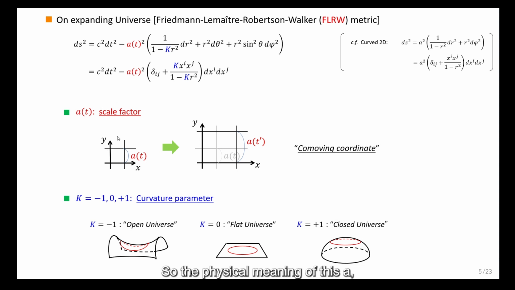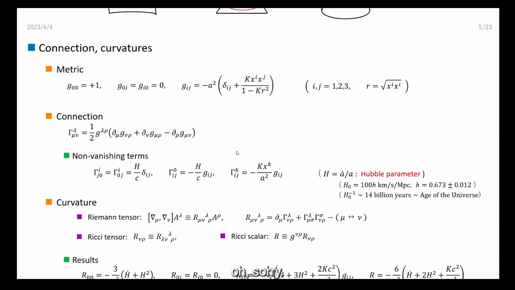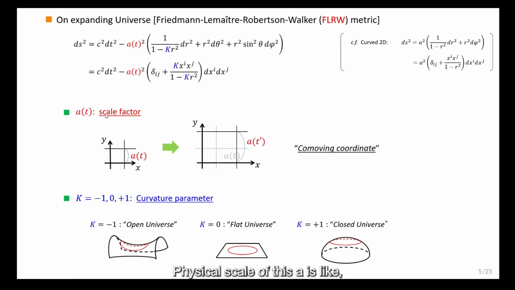So the physical meaning of this A, the physical scale of this A is like, if you consider some coordinate like this, then the next time this coordinate is expanded, but this original x and y has not changed the scale. Of course the scale is not changed, but the physical scale is changing like this.